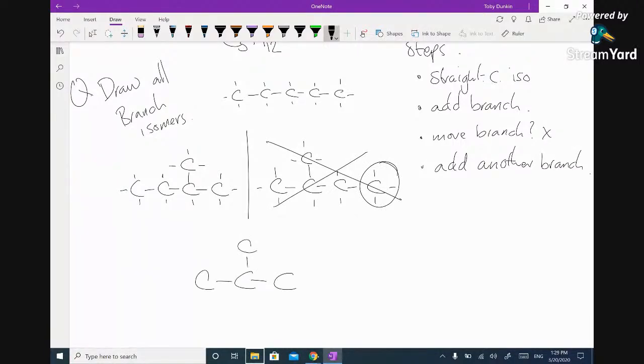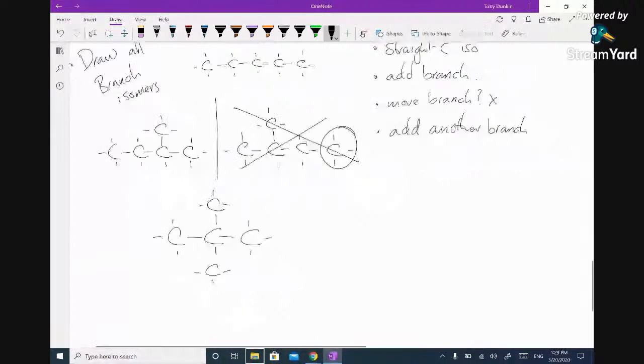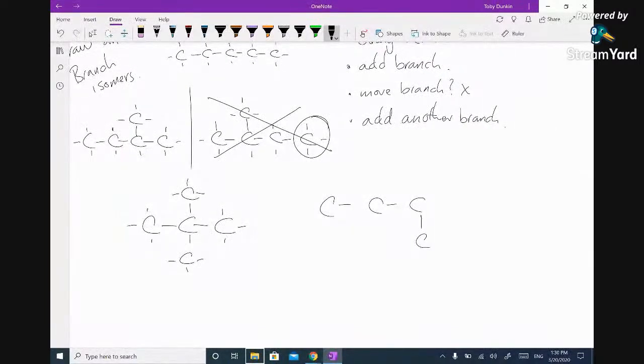I am just going to do a little reminder: please do not put benzene chains. It's very common that students will do this. Yeah, I've added a branch, but that's the same thing, folks. That's still a straight chain.